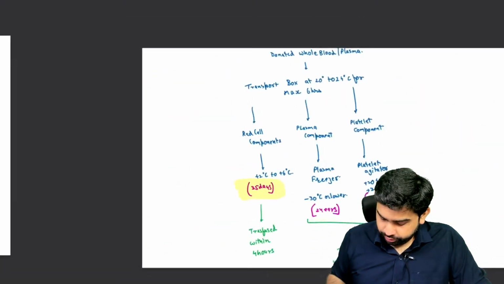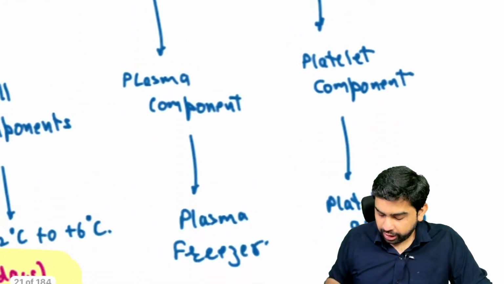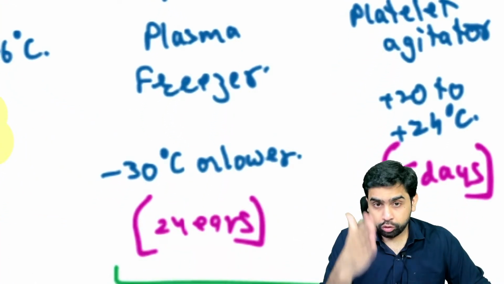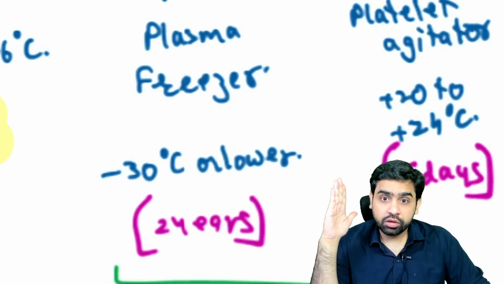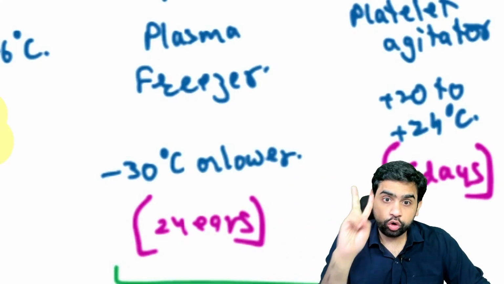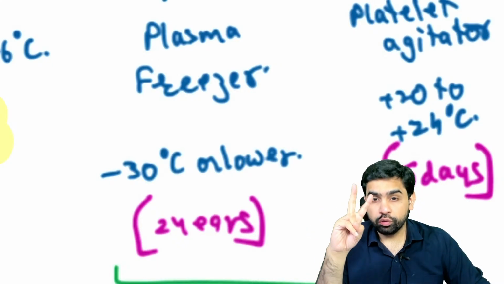Okay, right? That's what you need to understand about the red cell concentrate or the whole blood. Then what about the plasma components? So what are the plasma components? We have the fresh frozen plasma and the cryoprecipitate. They are basically stored at -30 to -40 degrees Celsius, and they can be stored for 2 years. So FFP and the cryoprecipitate can be stored for 2 years.